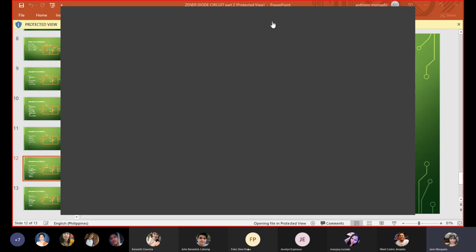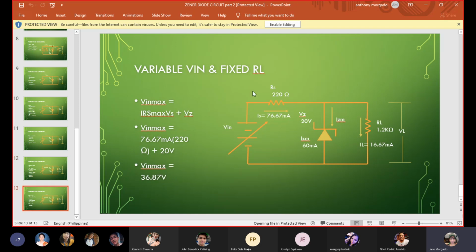Question? Clear? Is it clear? Okay lang? Okay. Ayan. So, Vin max is equal to, so, summation voltage here. So, we can have a loop here. Vin minus Vs minus Vz is equal to 0. So, therefore, Vin max is equal to Vs plus Vz. With IRS max equal to 76.67 milliampere times 220 ohms plus 20 volts, we shall have a maximum of 36.87 volts. So, pag ang input voltage mo exceeds 36.87 volts, pwede nang masira si Zener Diode, kasi it is beyond na siya sa IZM niya na 60 milliampere. Mag-exceed na siya dyan.